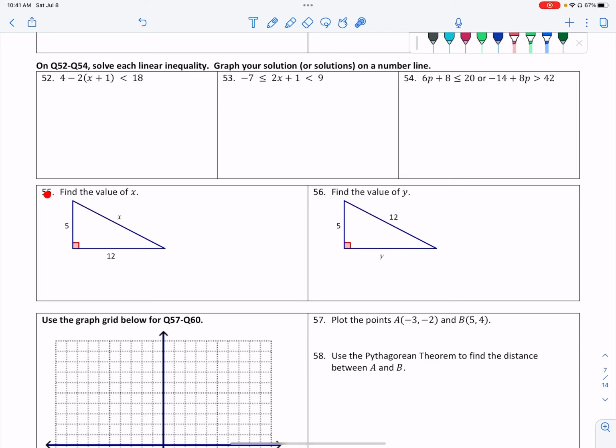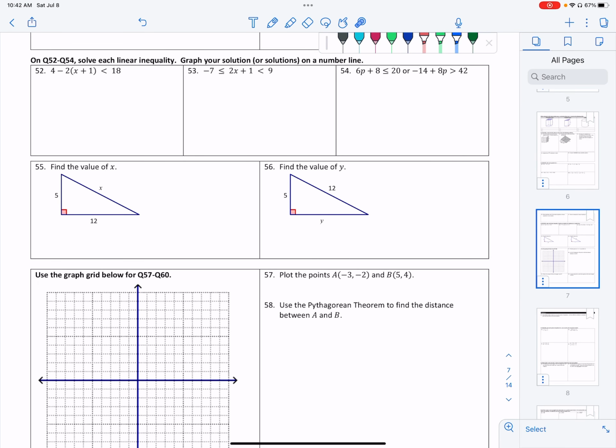So on question 55 and 56, both of these things go together. You see yourself a right triangle here, and you have probably been trained up to this point: if I see right triangles, I'm thinking the Pythagorean theorem. And you'd be absolutely correct in that line of thinking. We're going to use the Pythagorean theorem in order to solve these two right triangles.